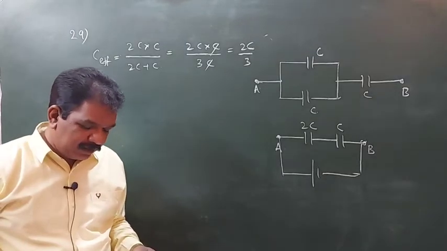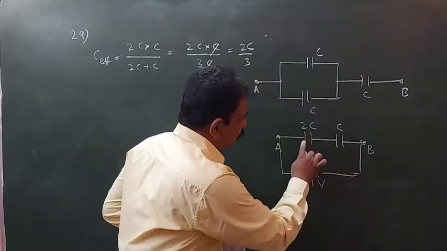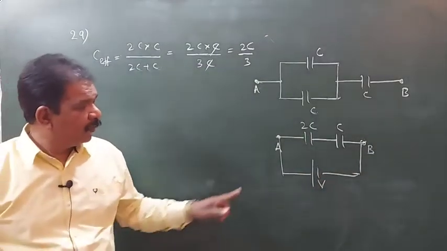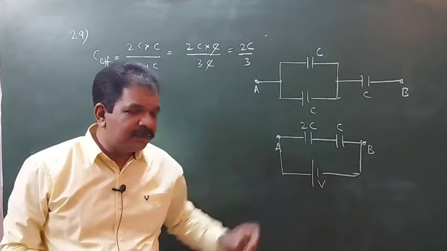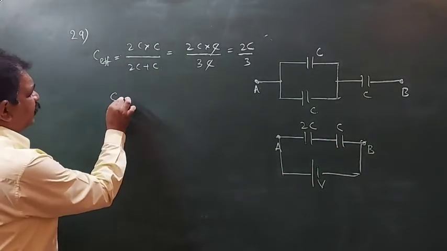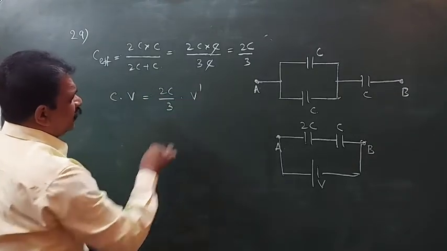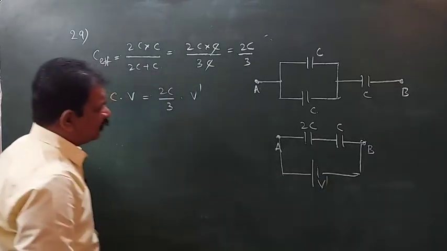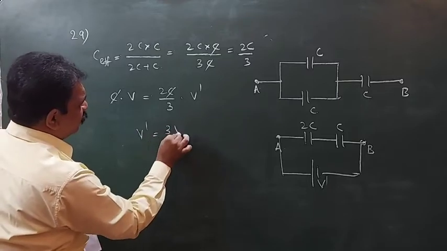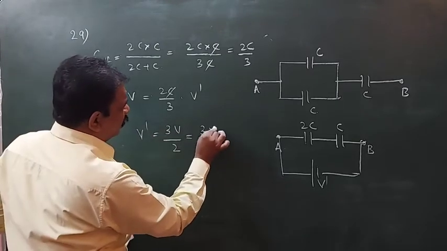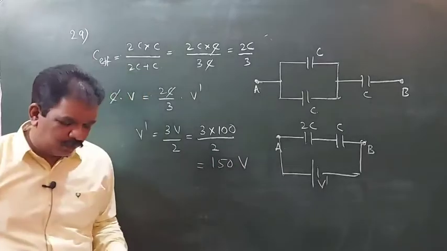Then what is this value they are asking? These two are in series, so how much charge is it storing? It will also store the same charge. So here we can write C into V charge, and here 2C by 3 into V dash. This is V dash that we have to calculate. Then C will cancel. V dash is equal to 3V by 2. 3 into 100 by 2, this will be 150 volt.